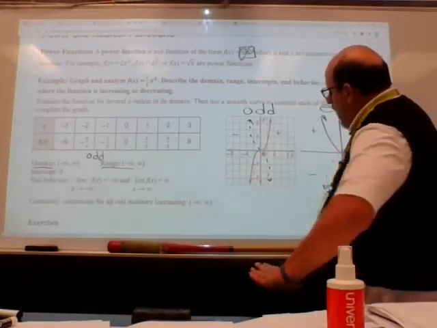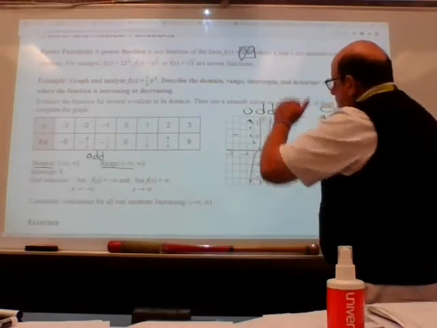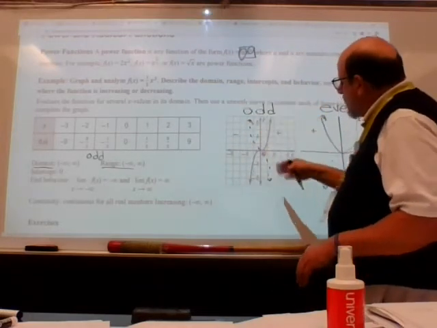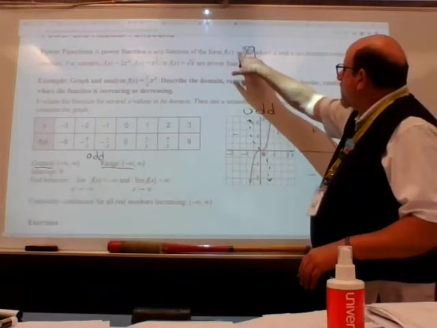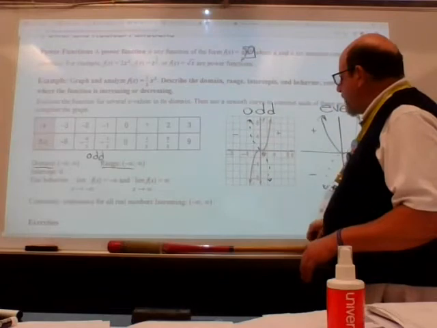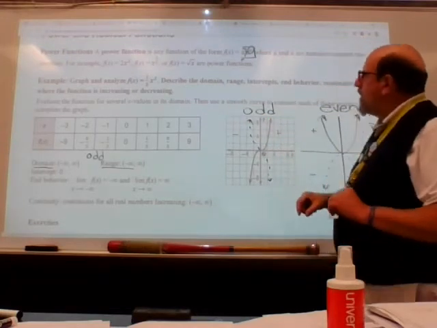Positive means it goes upward from left to right. Negative means it goes downward from left to right. And we check out our positives and negatives right here with our coefficient. We'll talk about domain and range in a second.